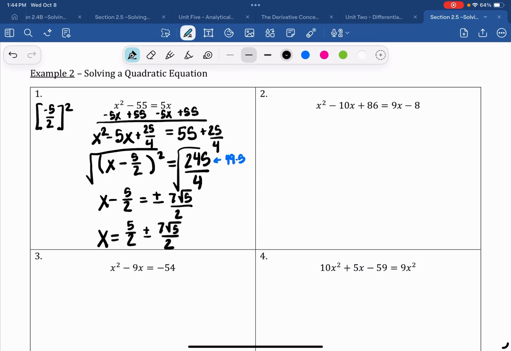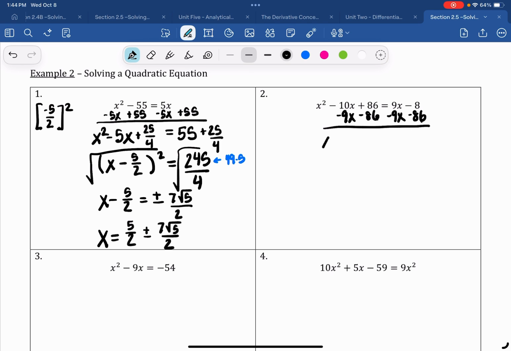So each example we're going to have on this set of examples is going to have an odd b term. So we're going to be working a lot with fractions. Our calculator is going to be very helpful. In example 2, again, we've got to get this into that x squared plus bx equals c form. So we will subtract 9x both sides, and then subtract 86 both sides.